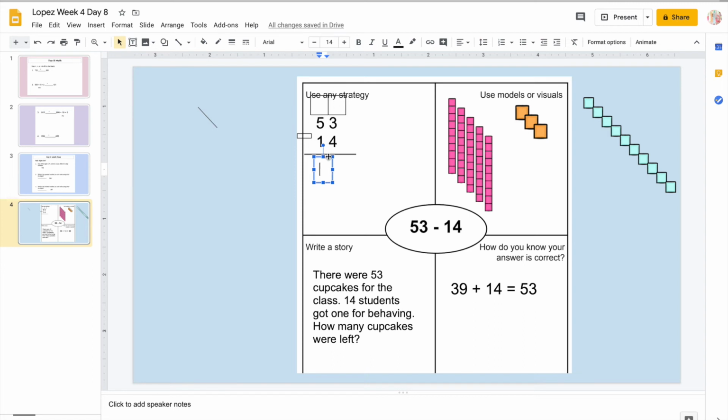Remember, we need to focus on the ones column first. We're going to break these apart based on the place value and do it in 2 different steps. So we need to subtract 3 from 4.